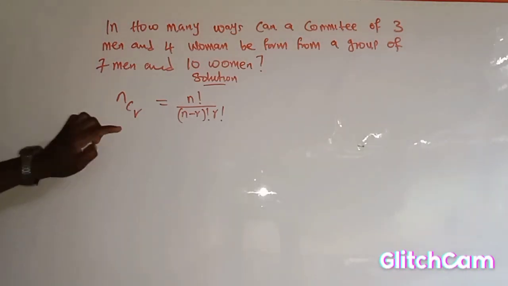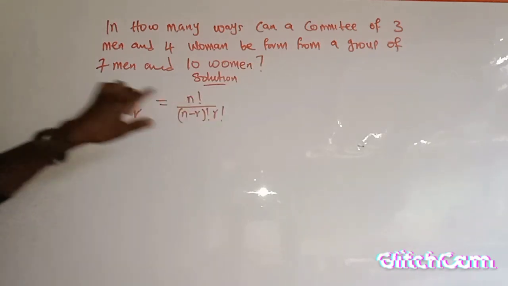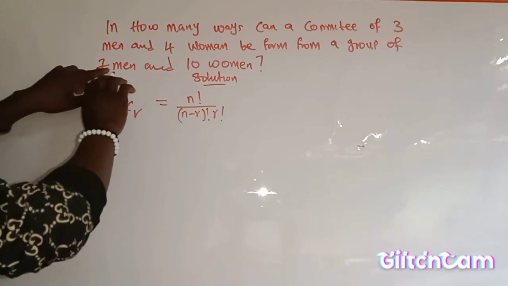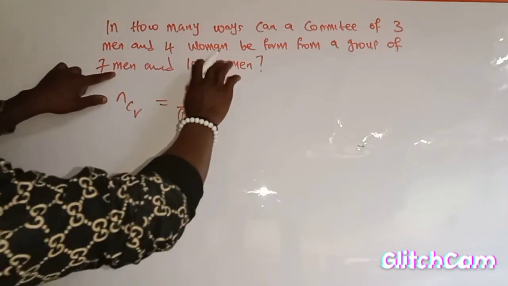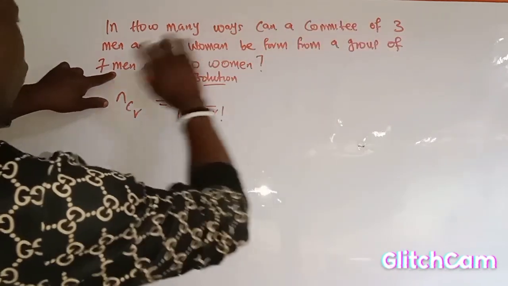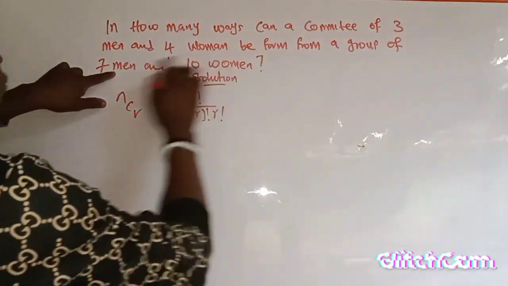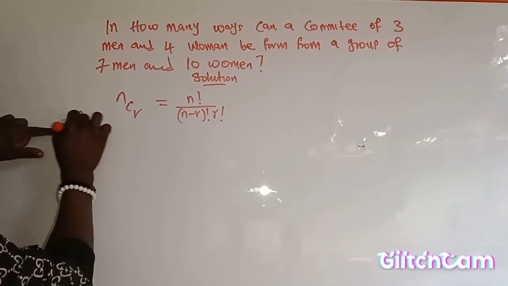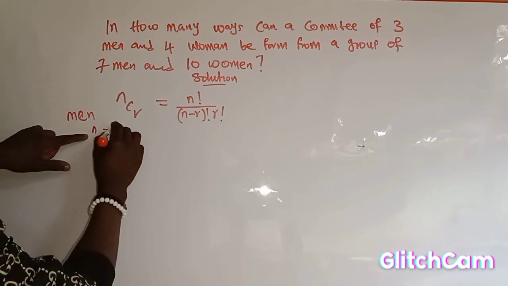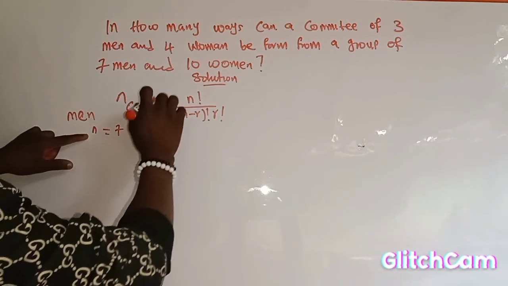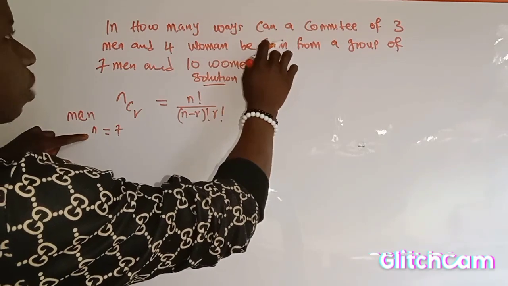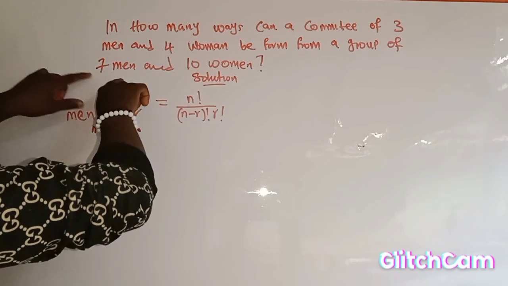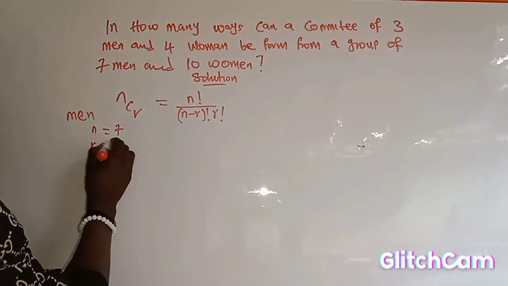And from the question, to form this committee from a group of 7 men and 10 women, for men, they say a group of 7 men. In how many ways can a committee of 3 men be formed from a group of 7 men? So my n for men will be equal to 7 because we have a group of 7, and we are asked to form a committee of 3 men out of this 7. So my r now will be 3.